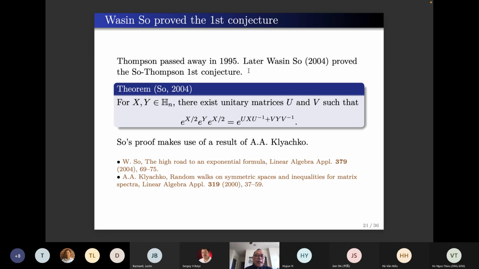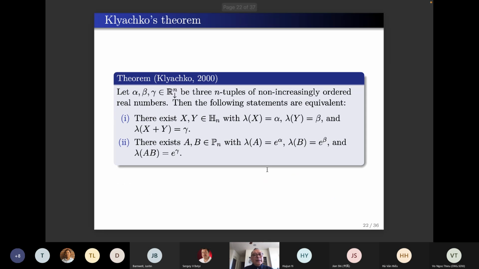And So used a very deep result of Klyachko in order to do that. And Klyachko's result came out after the death of Bob Thompson. So that's why at that time, Bob couldn't use the result to do it, right? And this is Klyachko's theorem, a kind of dictionary translation between the Hermitian case and the positive definite case.